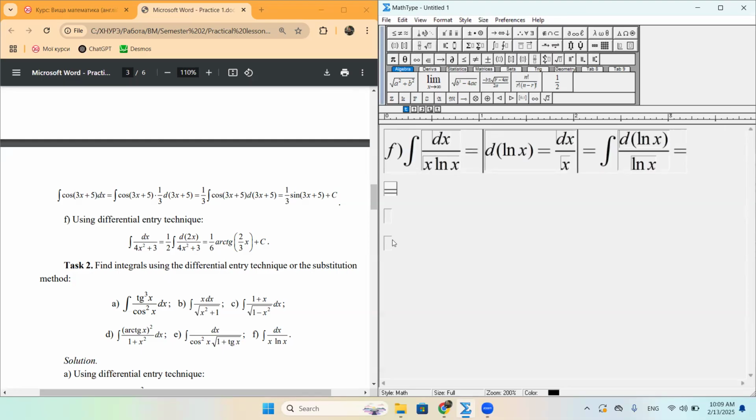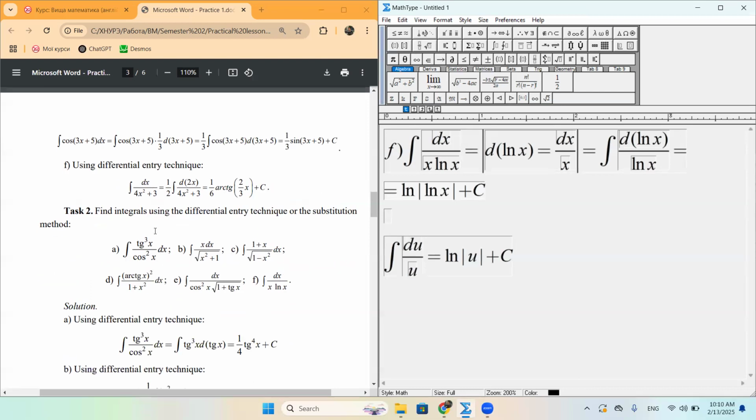And what will we have? Let me remind you, the antiderivative of du by u equals the logarithm of the modulus of u plus c. So be attentive, don't lose modules. Any questions? I suppose not.